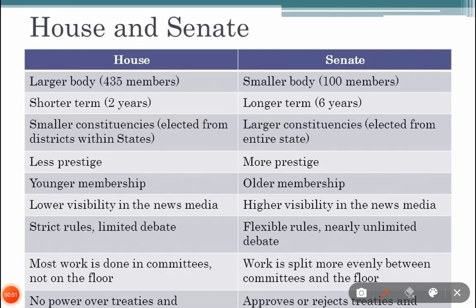Hello guys, in this video we'll be talking about 9 key differences between the House of Representatives and the Senate of the United States. Okay, so let's start.